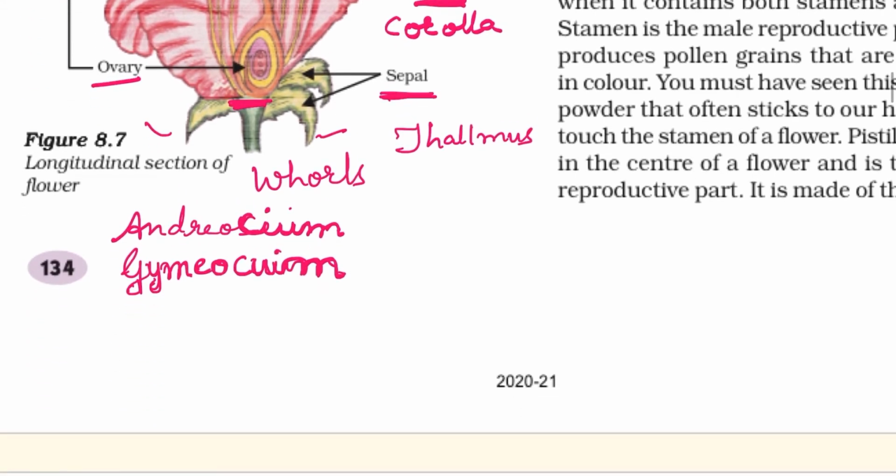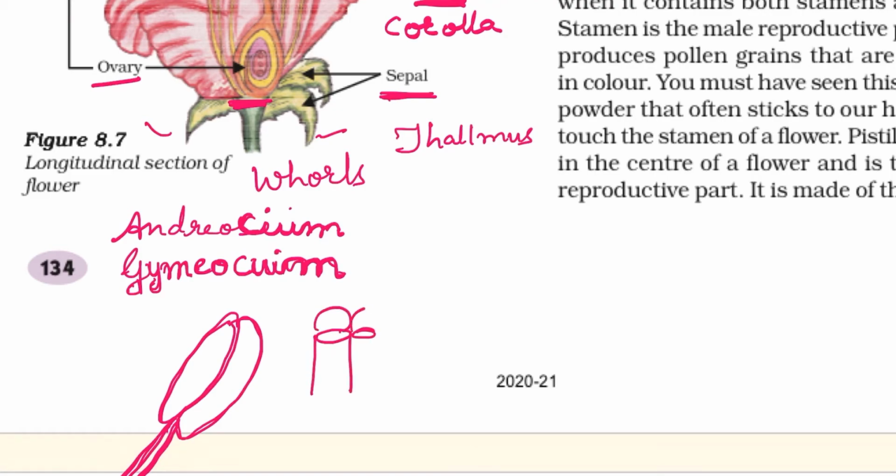If you see a magnified structure of an anther, it is something like this, which is generally yellow in color. And the stalk with which it is connected to the thalamus or the petals, the connecting point, is called the filament. The filament's function is just to hold the anther. And if you dissect and cut open this anther, you find four chambers in it which are filled with pollen grains.